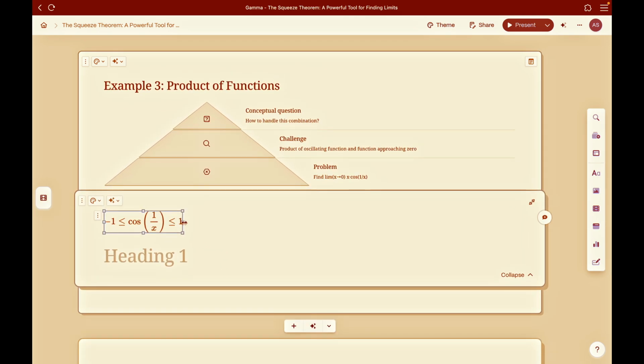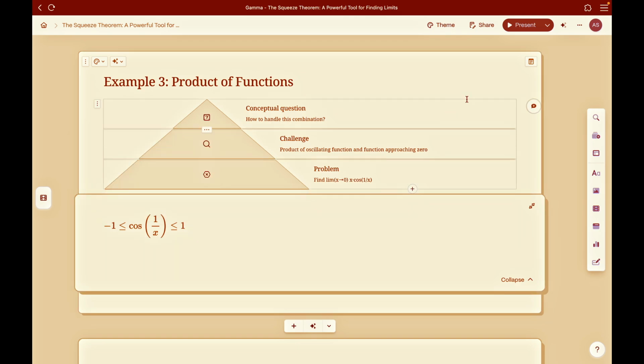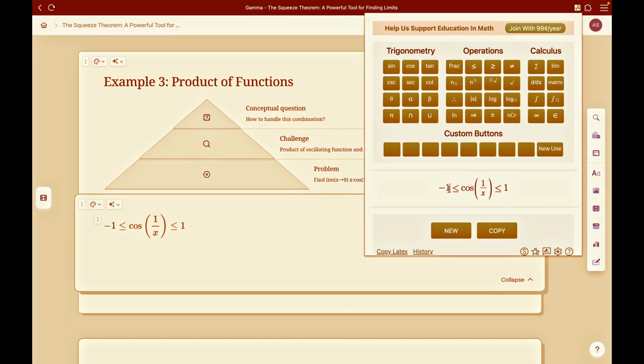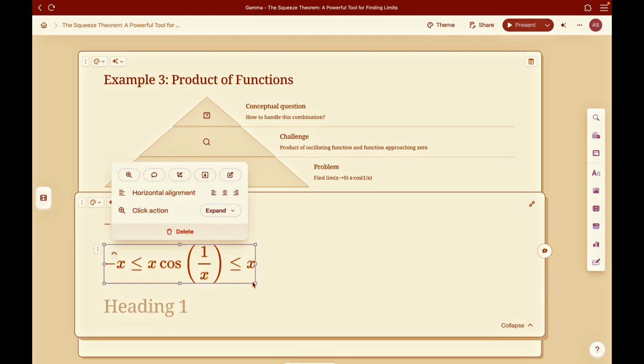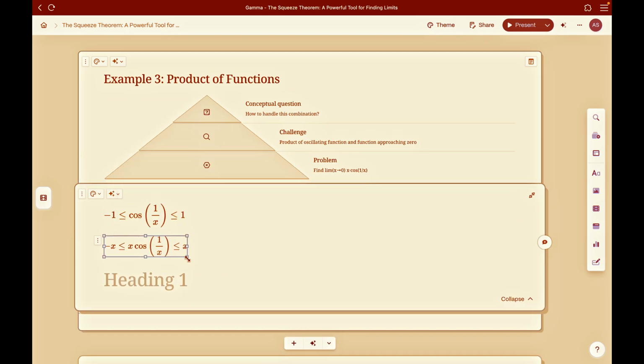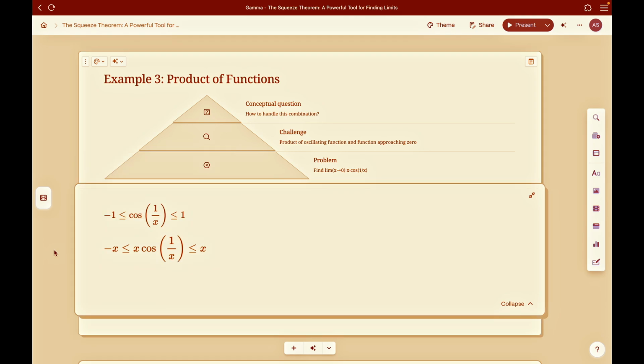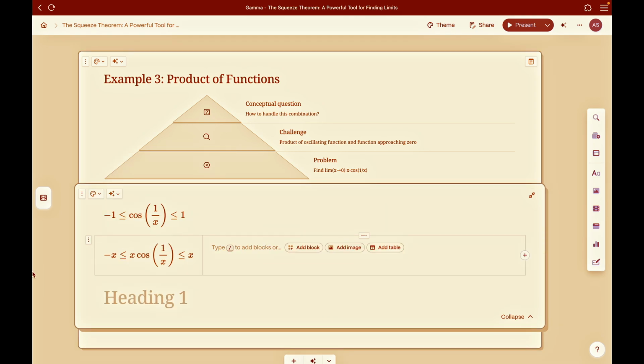Now what we have to do is multiply it by x. So what we're going to have is negative x is less than or equal to x cosine 1 over x, which is less than or equal to x. Now what this does is this makes sure we have our original function in the middle. Our third step would be to evaluate the limits.